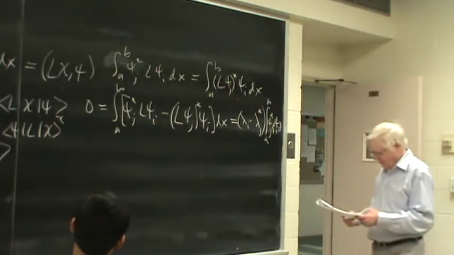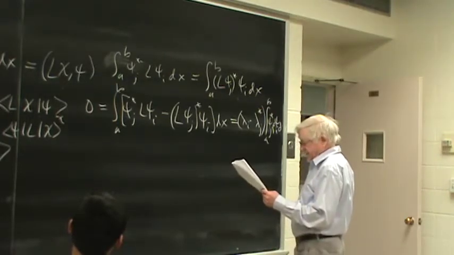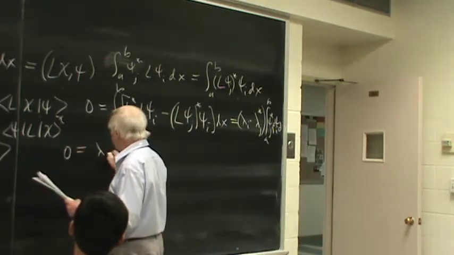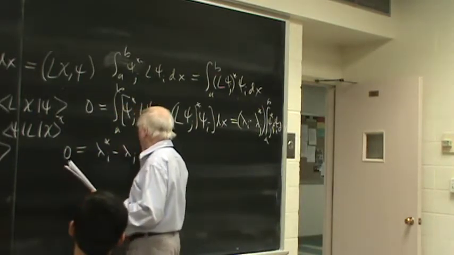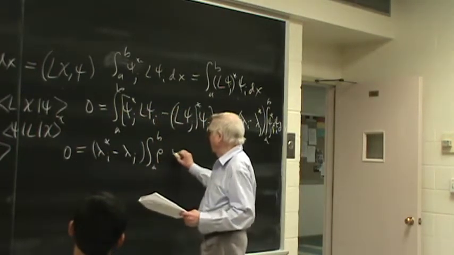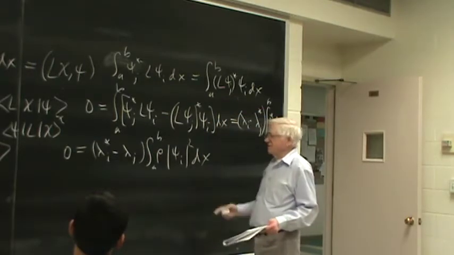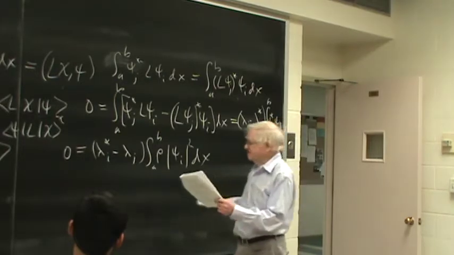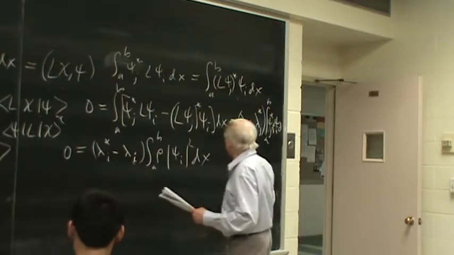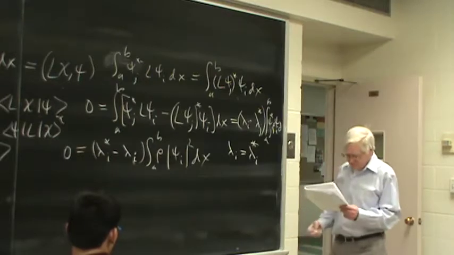And so the first thing we do is set I equal to j, and then we get the equation 0 is lambda I star minus lambda I times the integral ab of rho times the absolute value of psi I squared dx. This is positive, and these are both I, because we set I equal to j. So this says lambda I equals lambda I star. The eigenvalues are real.